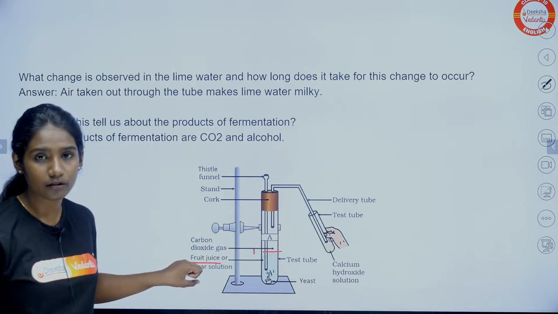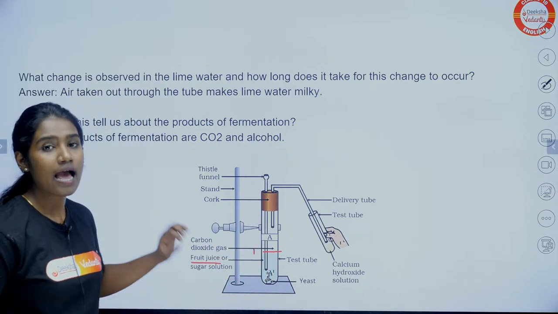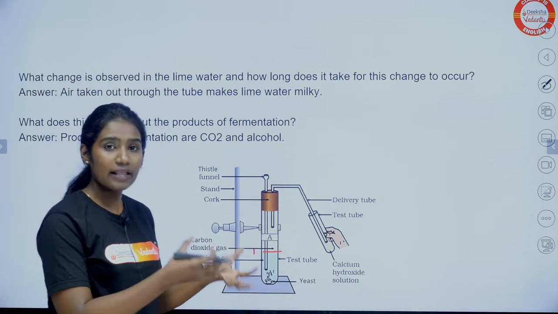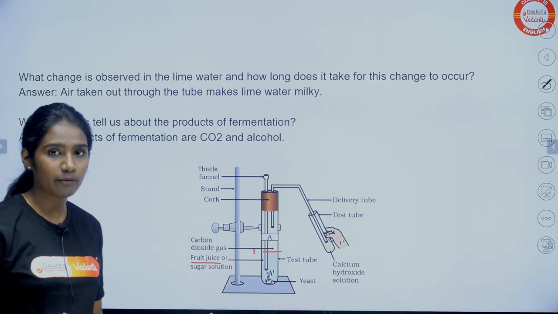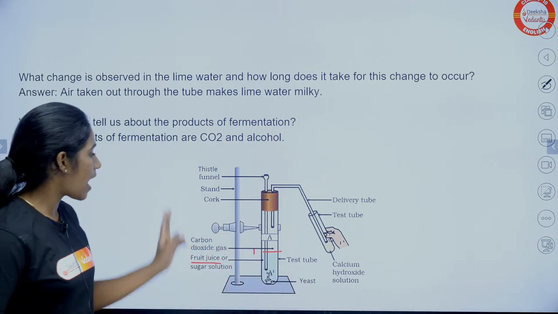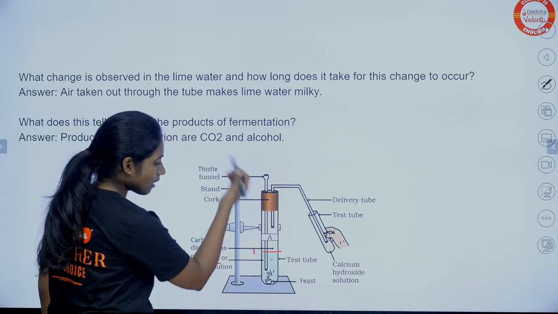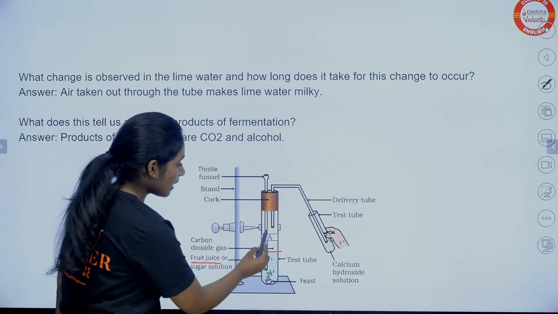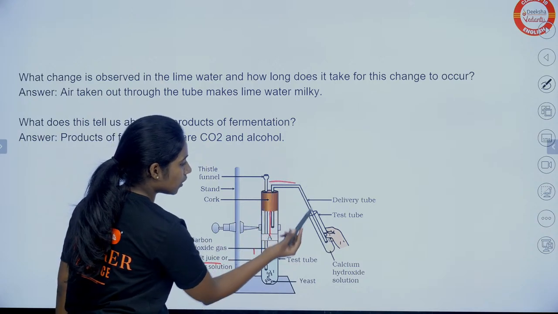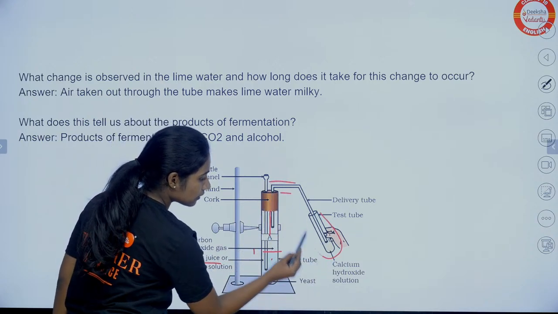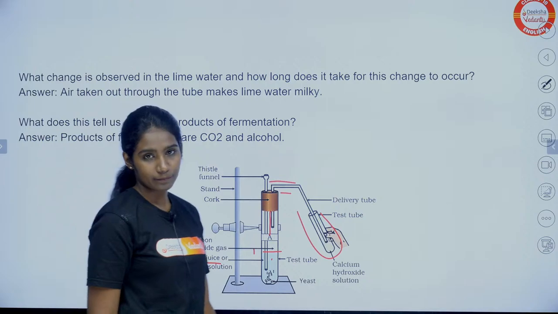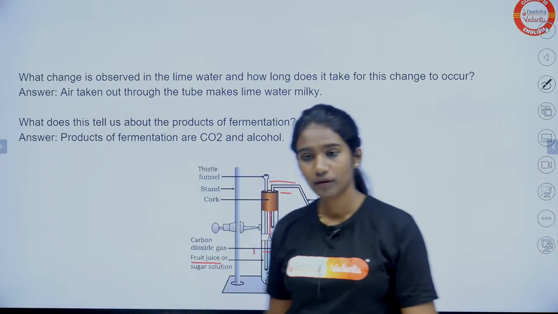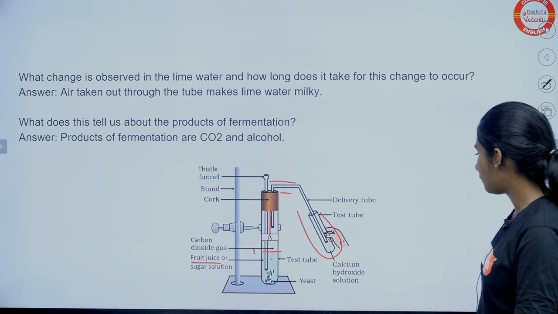So, what are the yeast cells doing? They absorb the sugar content and break it down, and they get two molecules of ATP. Along with that, ethanol is released and also carbon dioxide is released. That carbon dioxide will be passed on through this tube to another test tube which has lime water, right?